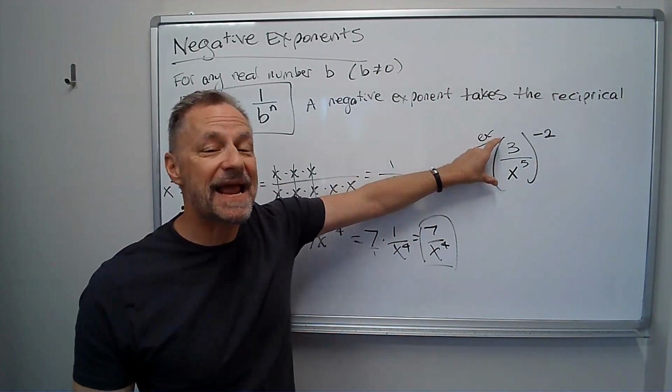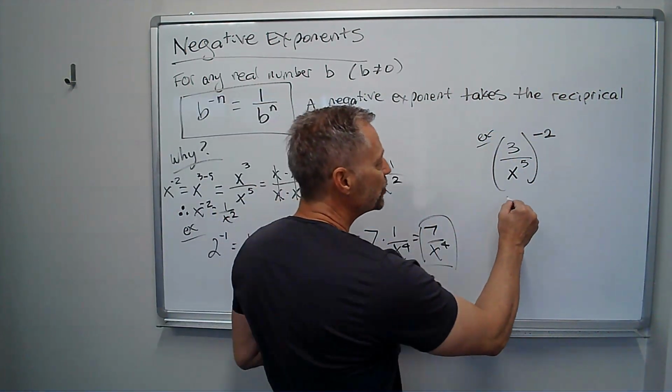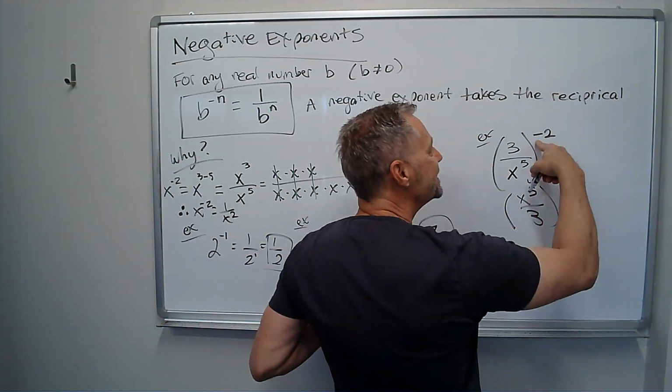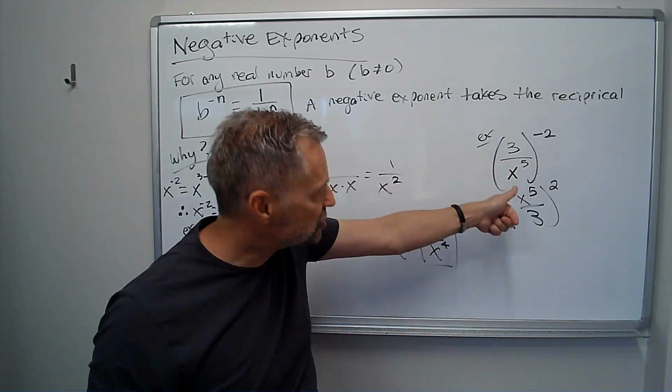Here's another one. We already have a fraction. Well, the negative is going to take the reciprocal. I'm just going to rewrite this whole thing as x to the 5th over 3. The negative flipped it over. It's gone now. So the negative just took the reciprocal.